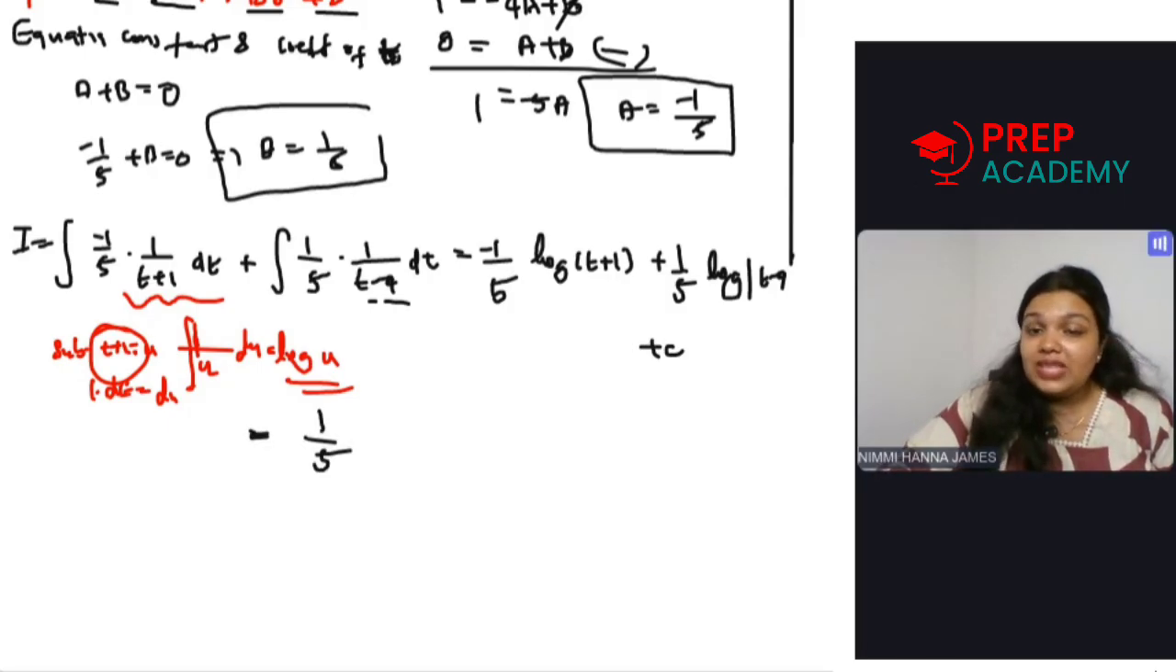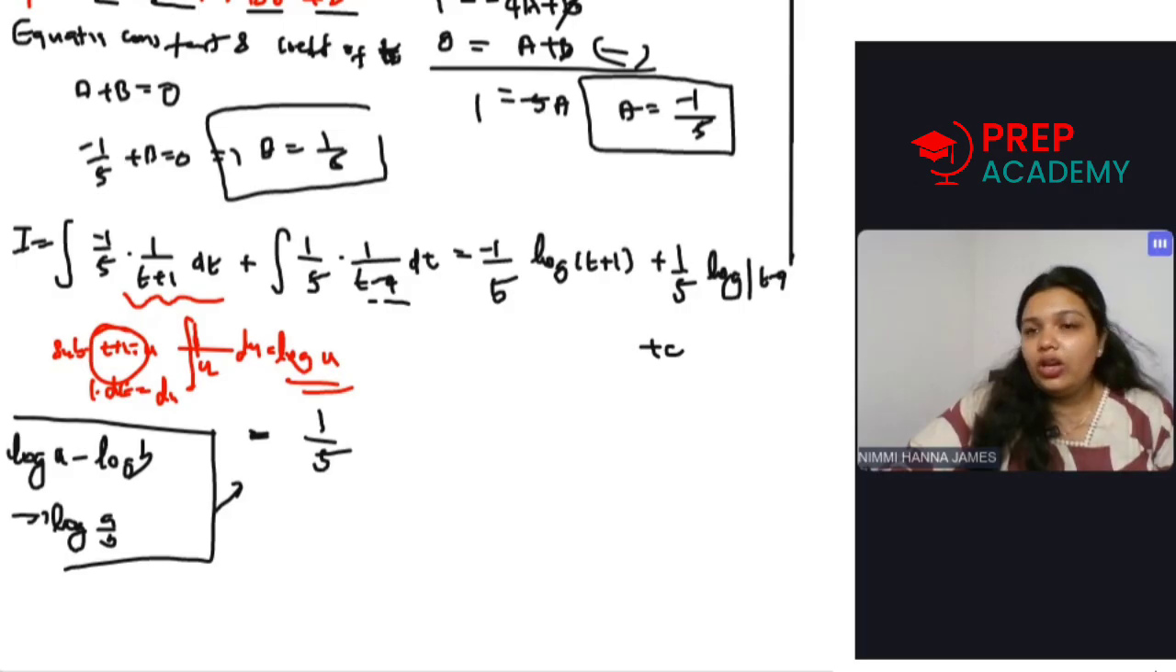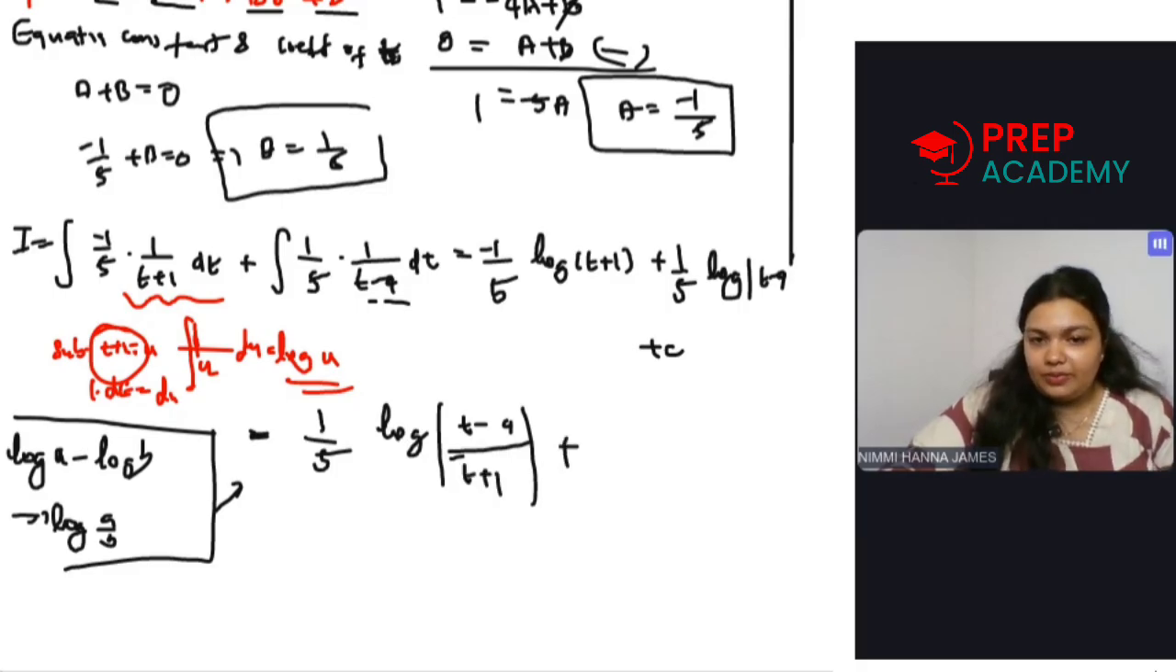So but this is plus 1 by 5 and this is minus 1 by 5. So using some of the log properties that we know, we can write log a minus log b is equal to log a by b. Okay, this is what we are going to apply here. So log a, the positive part is the second one. So log, on the numerator there comes t minus 4, and on the denominator is t plus 1 plus c.